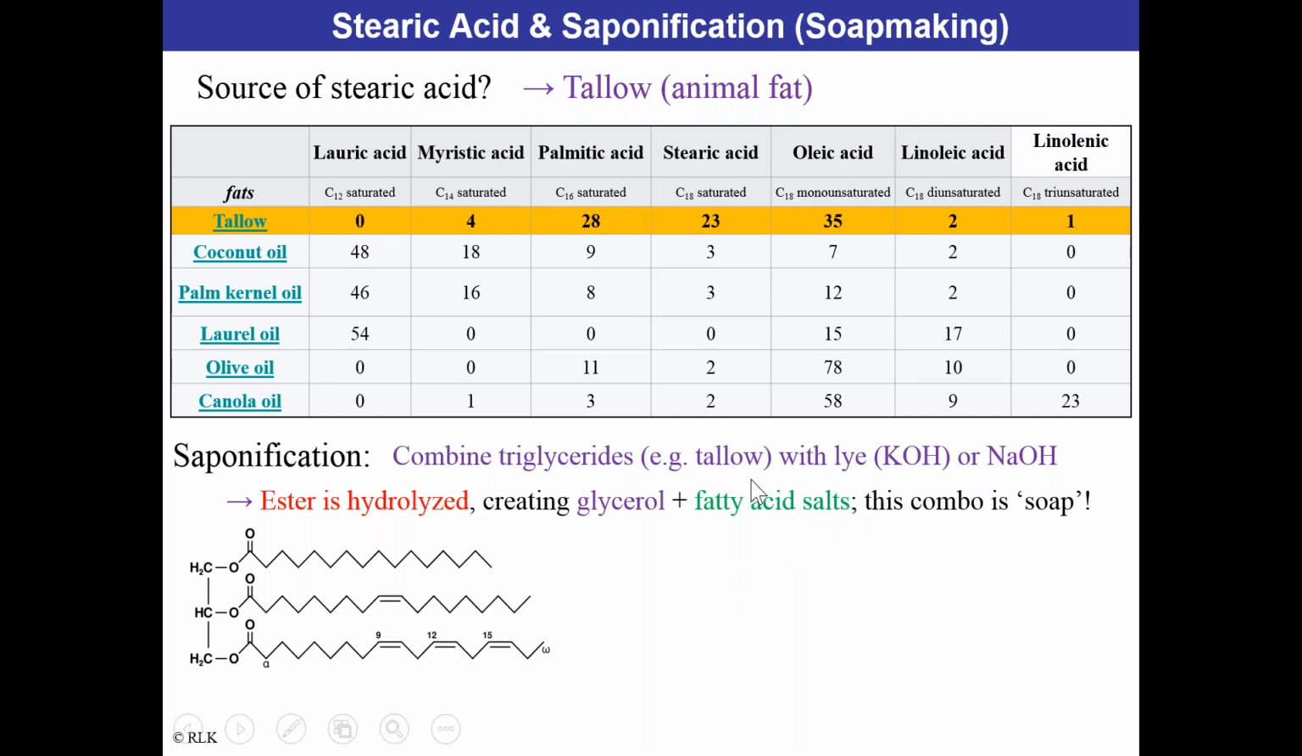So the non-polar feature of those fatty acids would be attracted to the dead skin, the dirt, the grease, the grime, and of course that polar head group of the fatty acid salt would be attracted to the water.